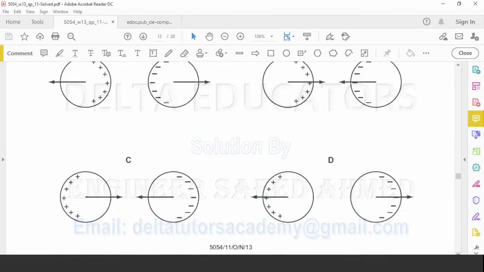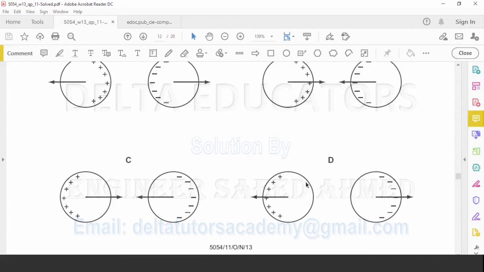What is given in the other options? In option C we have positive and negative charges and here force of attraction is shown. Here definitely we have force of attraction, but these charges should be shown on this side, not on the opposite side, not on the other end. So option C is also incorrect.